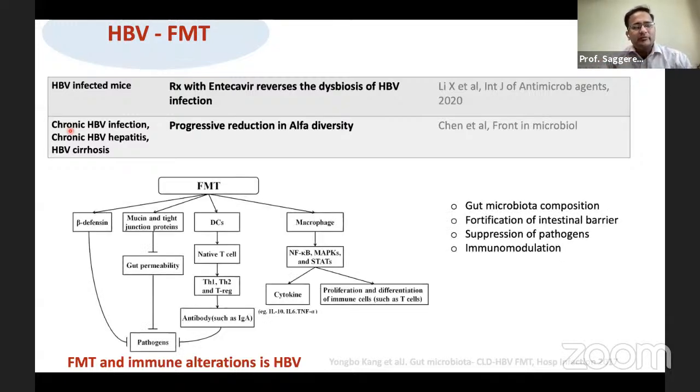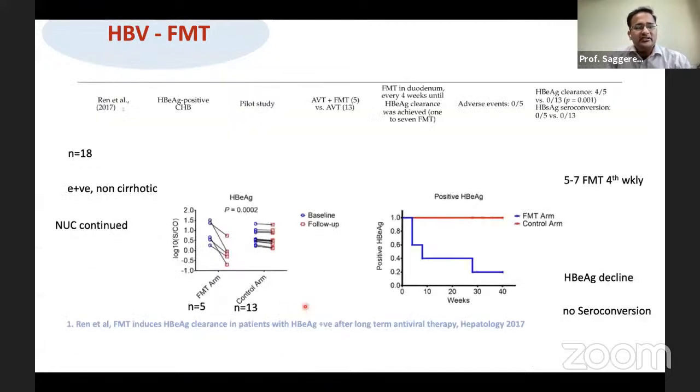So the gut microbiome having a main role in the immunology, it helps in the activation of immune cells such as T cells, reduction of the inflammation, interleukins, and other things. So this is known to have an effect on hepatitis B. There are a couple of studies, in fact, three studies. Two studies were in patients who have been on long-term antivirals, E-positive, non-cirrhotics, with persistent E-positive status.